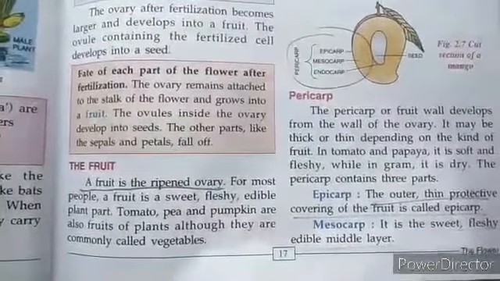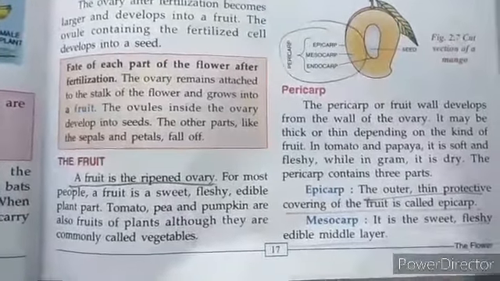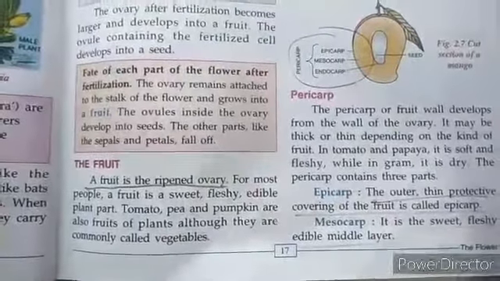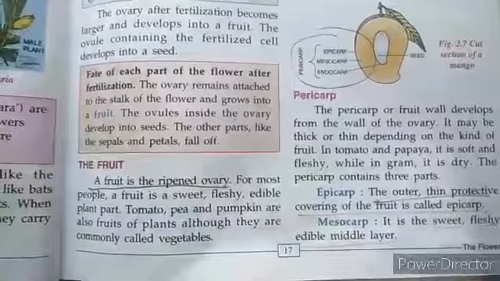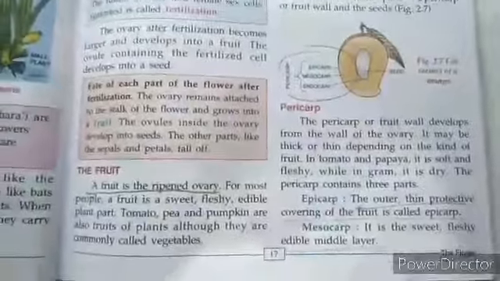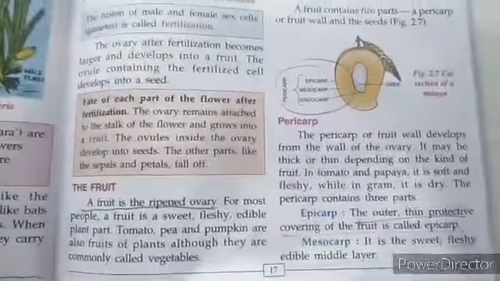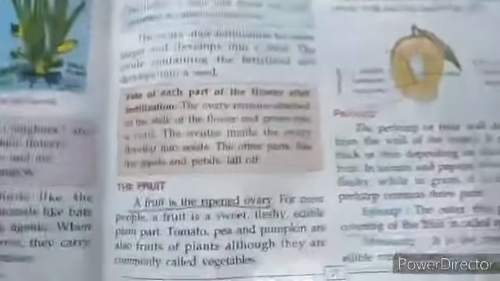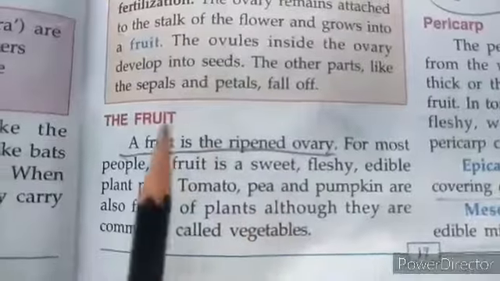In the previous two videos, we have studied the structure of the flower, pollination and fertilization. And today we are going to start with the fruit. As you know, this is a reading and explanation video, so let's go ahead with this. The fruit. Let's read the text.